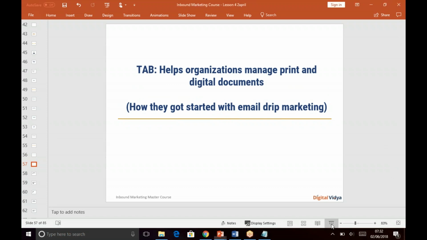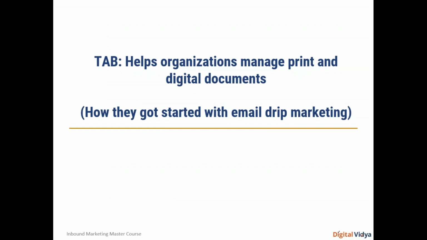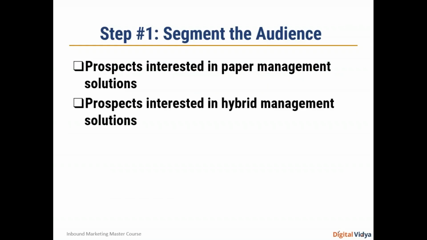All right. So now let's look at this particular company called Tab and how they got started with the whole drip marketing campaign. They have two products, one print and another digital documents. First and foremost, you have an audience, you segment your audience. They segmented their audience based upon the interest prospects showed in paper management solutions and in hybrid management solutions.